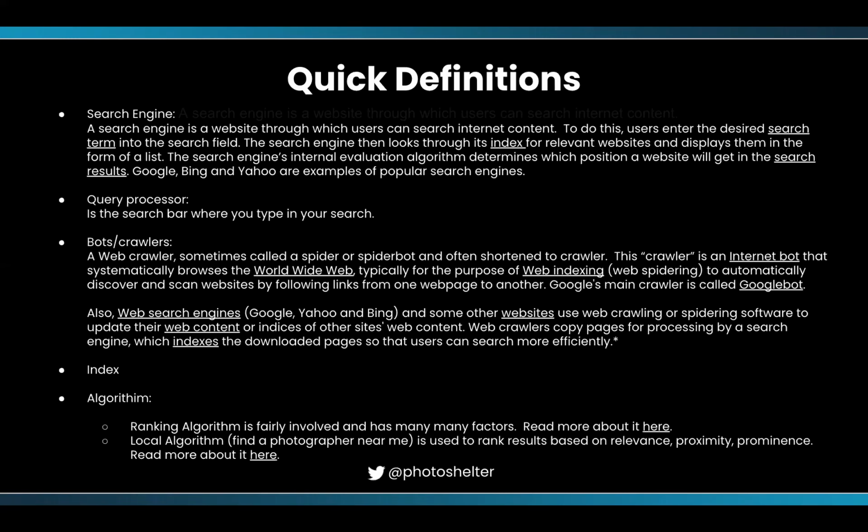Local algorithms, a little bit more related to what we're talking about. And that's like when you look for a business and you see the business listing on the right-hand side through Google search. Local algorithm is used to rank results based on relevance, proximity, and prominence. So that's more related to that.